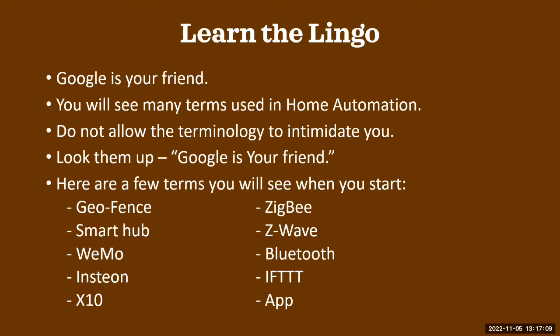Remember, Google is your friend. You will see many terms used in home automation. Don't allow the terminology to intimidate you. Look them up. Again, Google is your friend. Here are a few terms that you will see when you start. GeoFence, Zigbee, Smart Hub, Z-Wave, Wemo, Bluetooth, Insteon, IFTTT, X10, and of course, app.